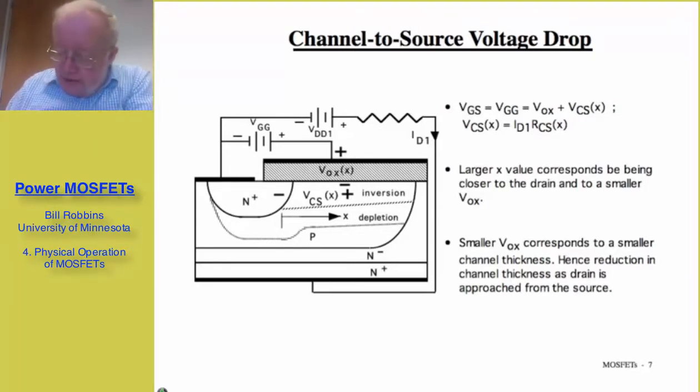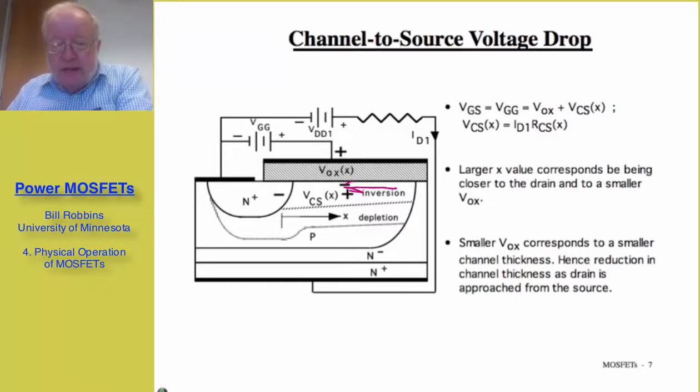Because of the current flow from the drain end toward the source end in this direction parallel to the interface that I've been talking about, I'm going to have a voltage drop along the channel. That voltage drop, if we make the reference for that voltage drop the source, is smallest as I'm adjacent to the source, and as I move in the positive x direction toward the drain, the channel to source voltage increases.